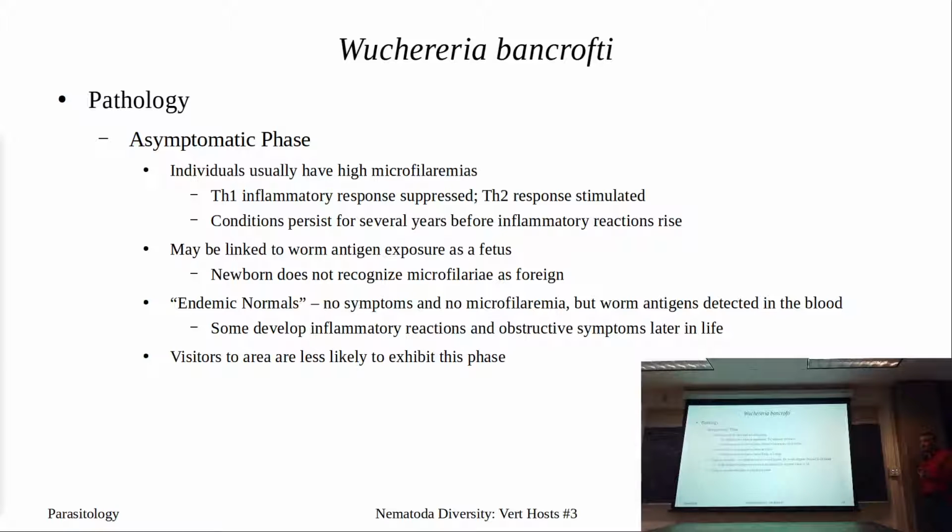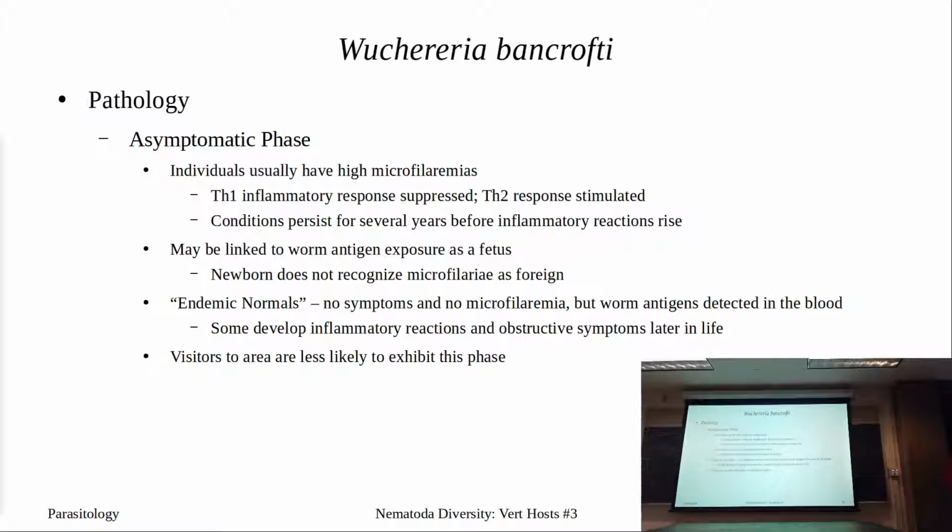So the mother in particular is exposed to Wuchereria, maybe she had it, and thus some of the worm antigen gets to the fetus, and then the newborn doesn't really recognize the microfilaria as normal. So when the individual is born and they do get Wuchereria, it's like, hey, I don't recognize it, I'm not going to respond to it, so we are asymptomatic. We have a name for those individuals. They're called endemic normals.